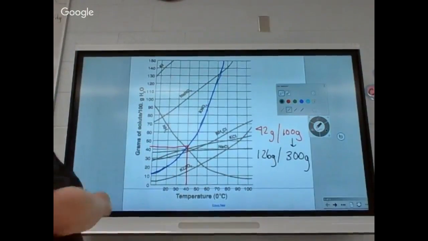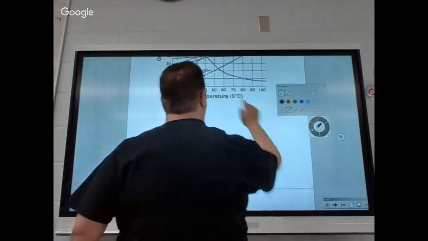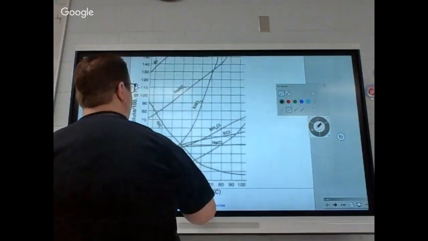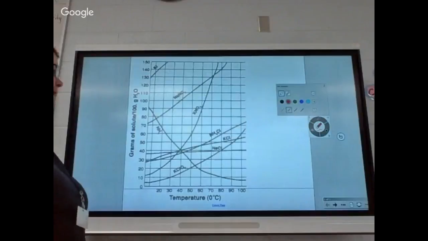All right, number 4. Which salt shows the least change? Get back down here. All right, what did we say? I agree. NaCl is the flattest line that's up here.